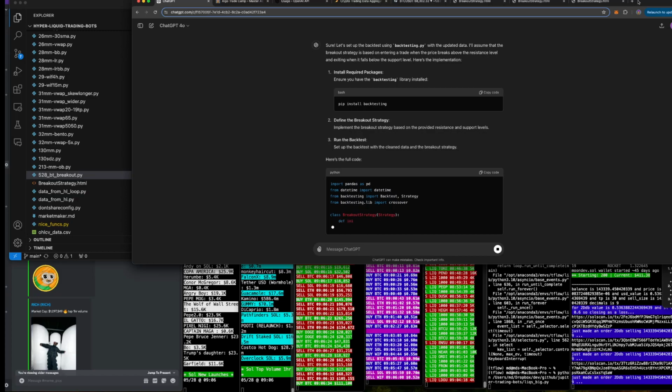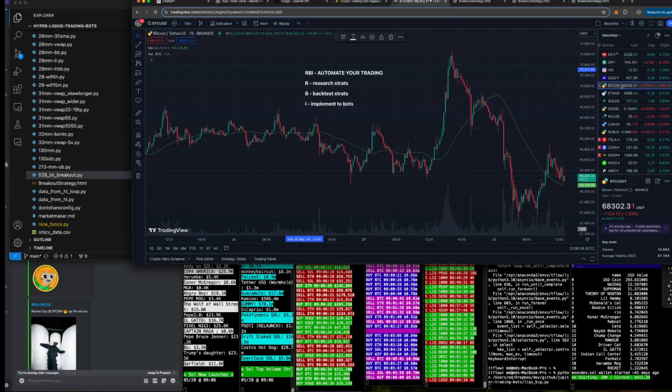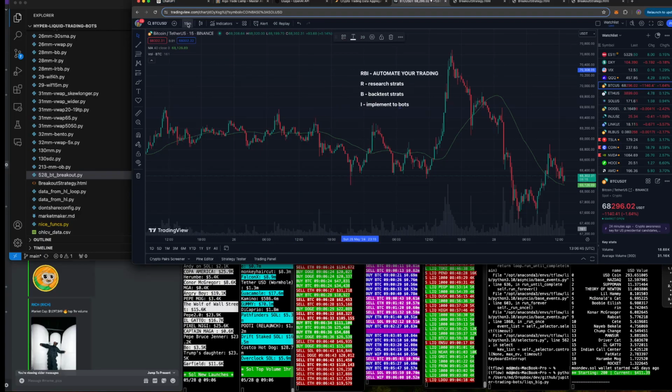What time is it? 9:06. Okay, so let's see what's going on over here. BTC down a little bit. It's hard to look, but this is how you automate your trading step by step.